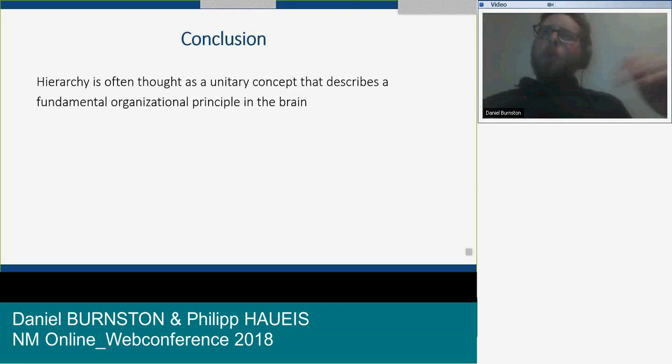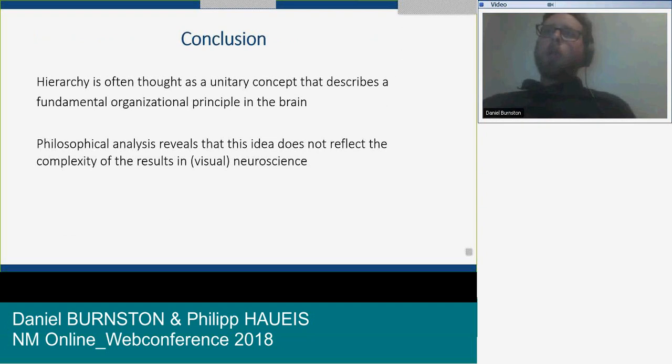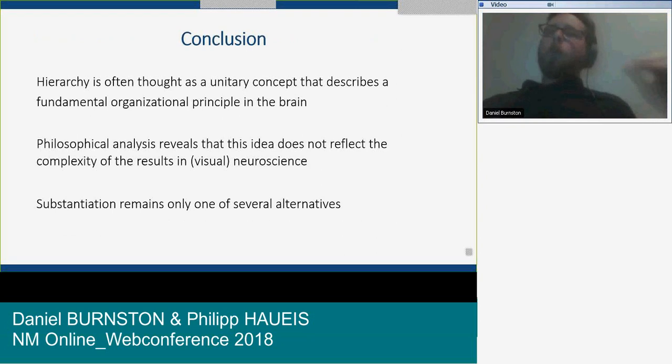So in conclusion, we have really modest aims in this paper. We just want to suggest that there is no obvious sense in which there is a unitary hierarchical organization in the brain. There's a lot of complexity here, and again, given how influential these perspectives are, both in neuroscience and in empirically informed philosophy of mind, we think we need to think super hard about what the actual functional organization of the brain is that's being revealed.